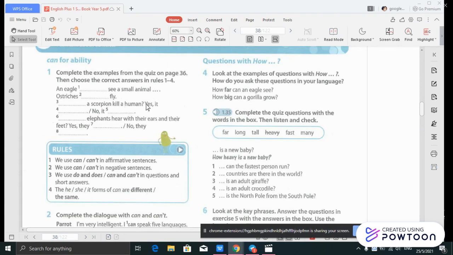Can a scorpion kill a human? Yes, it can. Yes, it does. No, it doesn't. So you have to think about that. Can elephants hear with their ears and their feet? Yes, they can. No, they can't. So just remember the rules here. We use can and can't in affirmative sentences, which I have already mentioned in the earlier video, and we use can and can't in negative sentences. So which one do we use? We use can for affirmative sentences and we use can't in negative sentences. So you just have to remember that, right? And you read the rest of the rules here.